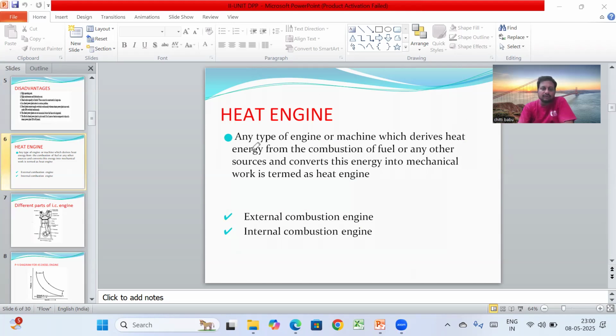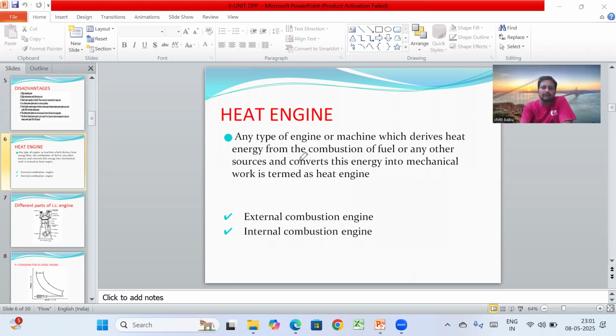First, the definition of the engine and the internal combustion engine. Internal combustion engine means the combustion takes place inside of the engine cylinder. Any type of engine or machine which derives heat energy from the combustion of the fuel or any other sources.